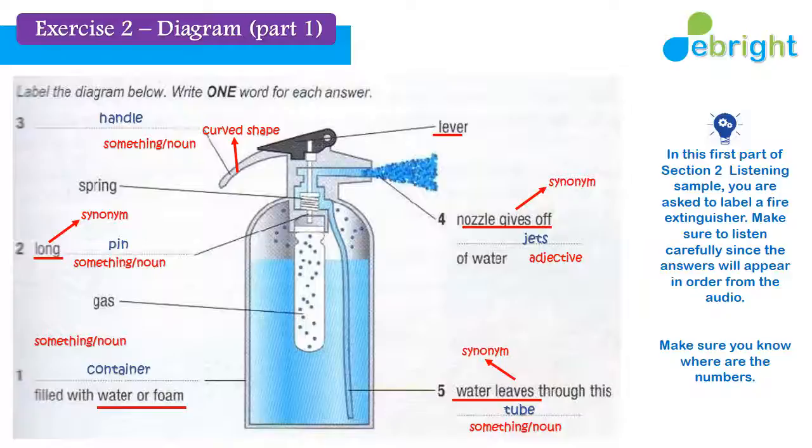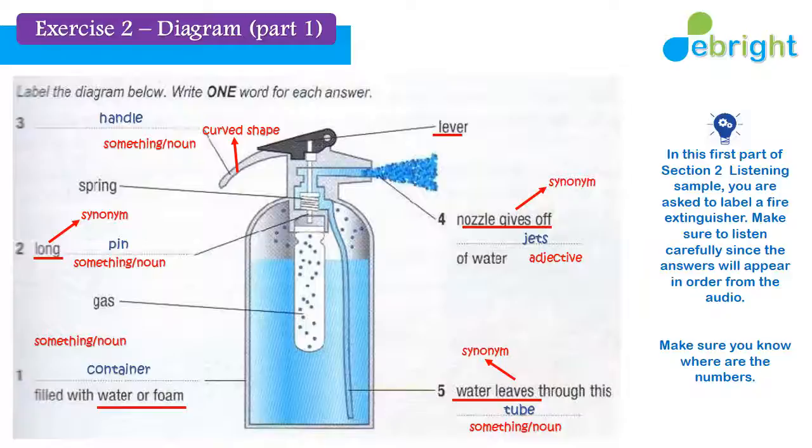Great. In labeling a diagram like this, you should also make sure you know where the numbers are. So number 1 until 3 is on the left side, and number 4 until number 5 is on the right side. So whenever you try to label a diagram in the form of an item like this, or a map later on, you should make sure you know where the question or the number is.